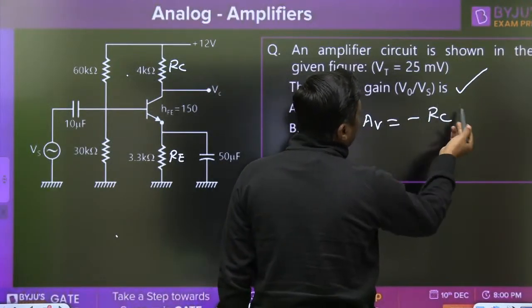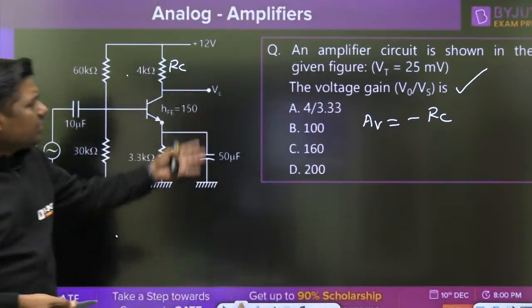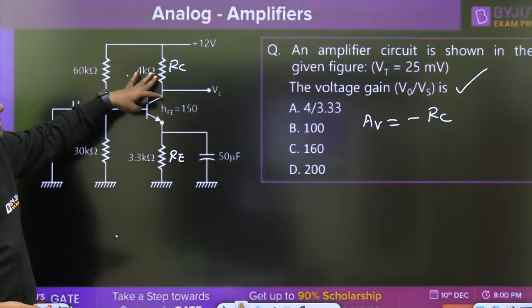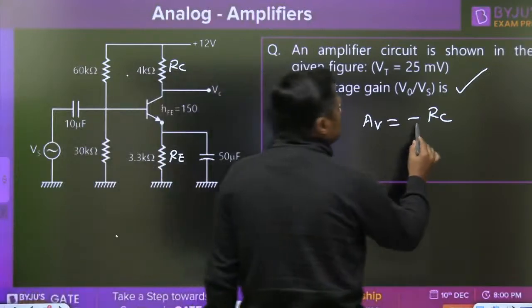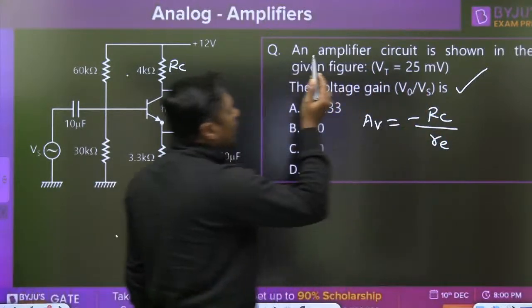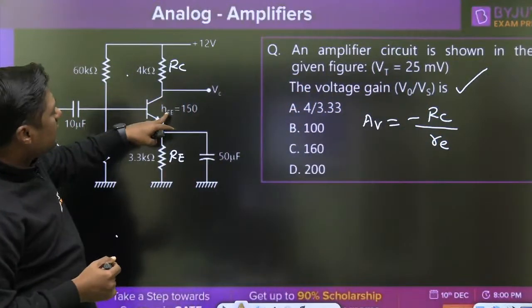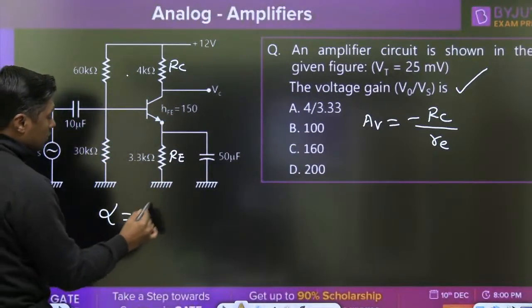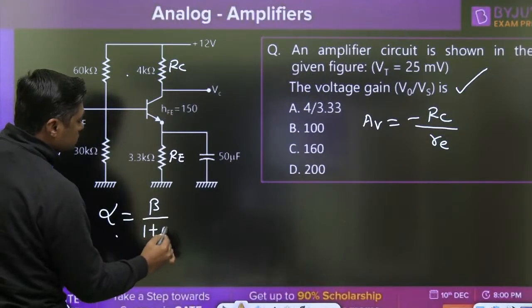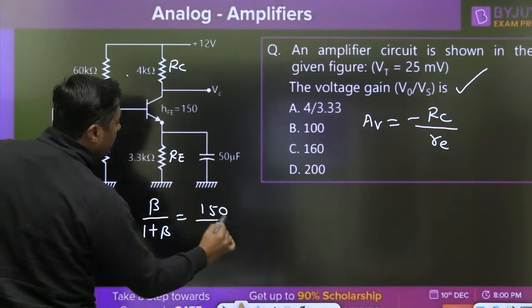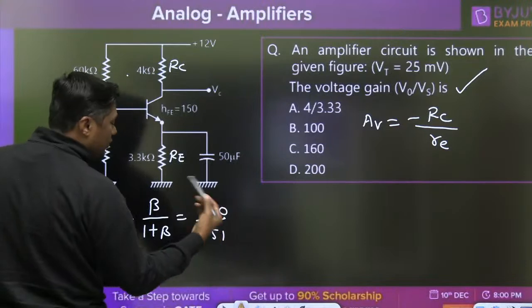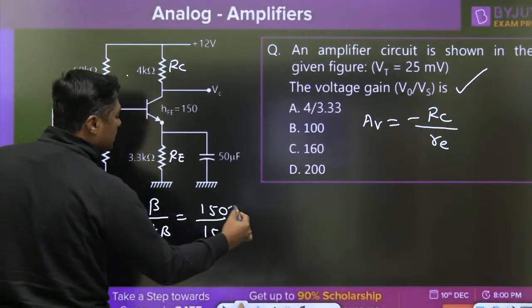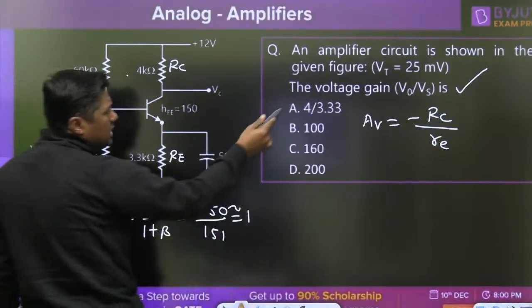Minus RC. What about the RL? RL is not given in the question, so remove it. Minus RC upon small re. What about the alpha? Beta is given, hFE is given as 150. Alpha is beta upon 1 plus beta, 150 divided by 151, which is nearly equal to 1.